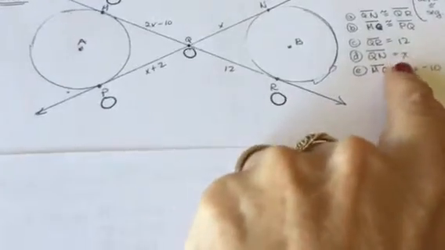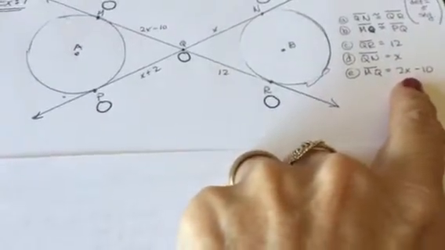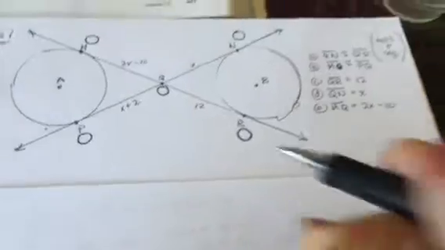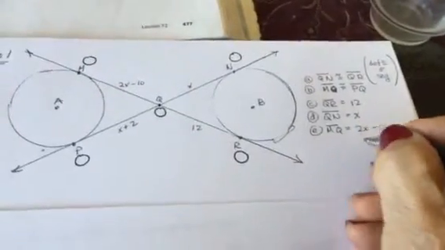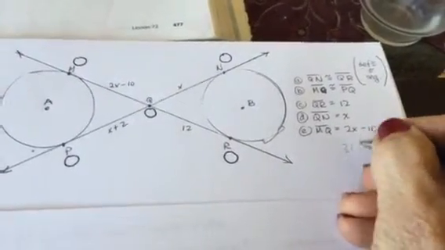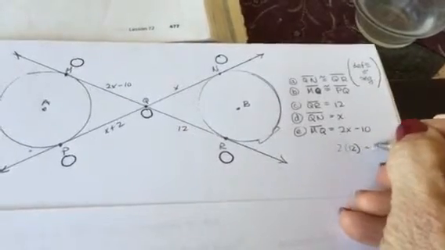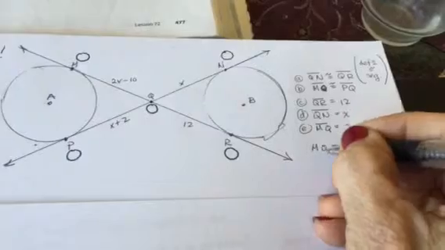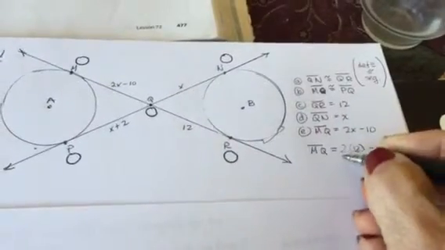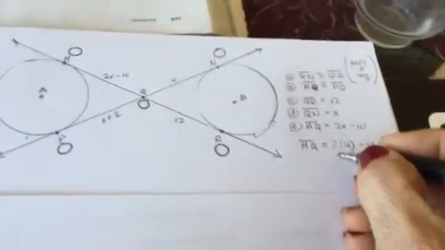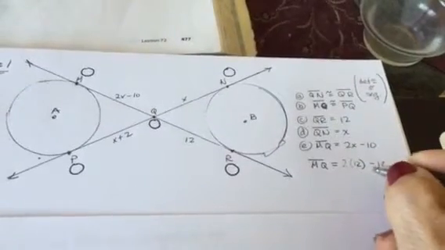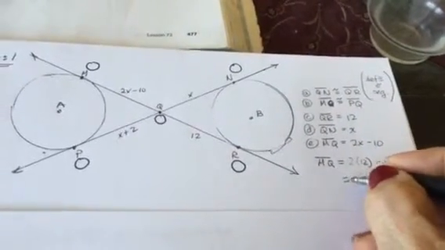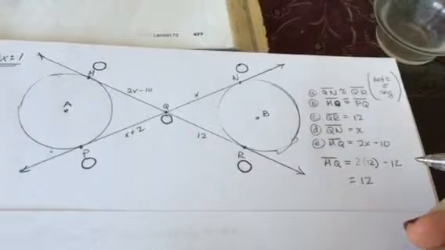And if X is congruent to 12, X is now 12. Let's plug in 12 right here, and we will get 2 times 12 minus 10 equals MQ. So what is 2 times 12? 24 minus 12 is 12.